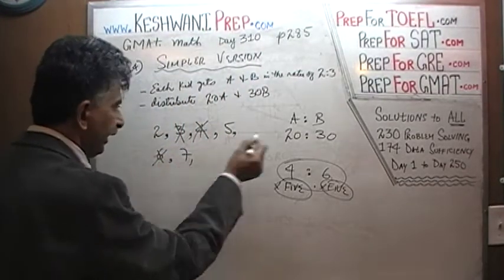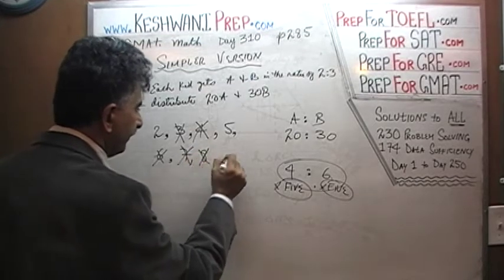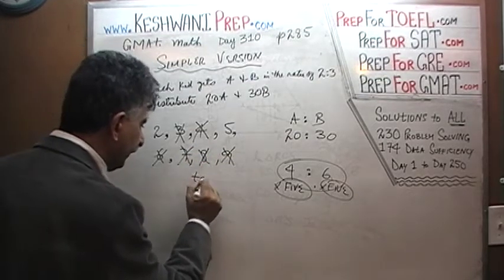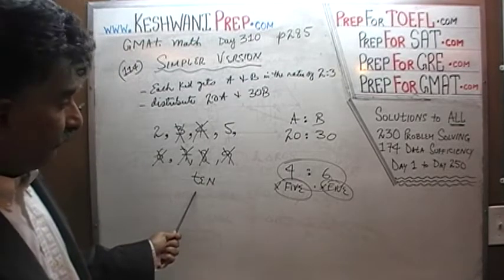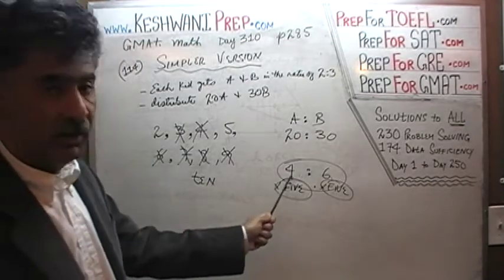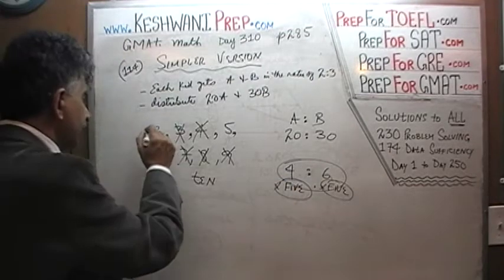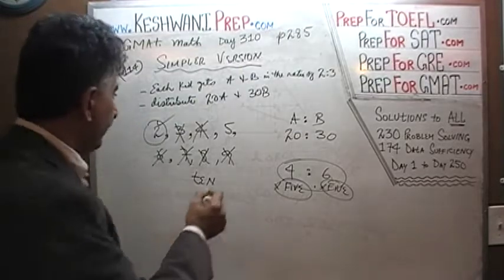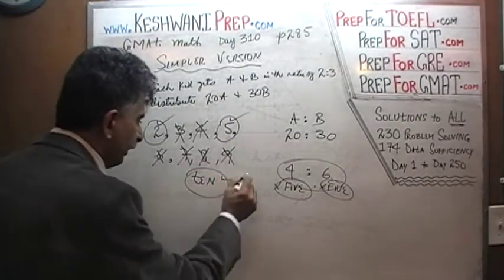Neither is 7. We can't divide these numbers by 7. Neither is 8. Neither is 9. And then finally, it is possible for us to have 10 children. Now, if we have 10 children, then instead of 4 and 6, they will get 2 and 3, just like the original one. So it is possible for us to have 2 children. It is quite possible for us to have 5 children in this scenario. It is quite possible to have 10 children.